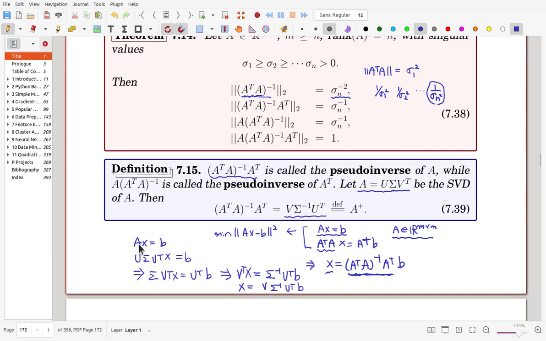So when you solve this problem, just replace A with its singular value decomposition, and then step by step you apply the inverse, then you can reach this final equation, and this portion is the pseudo inverse of A.